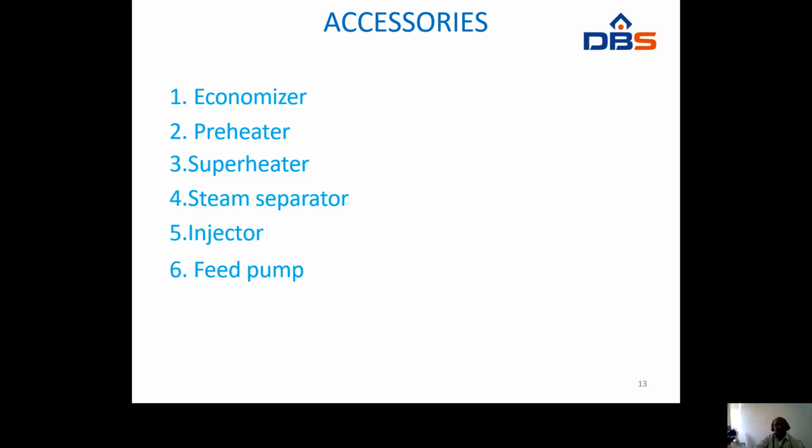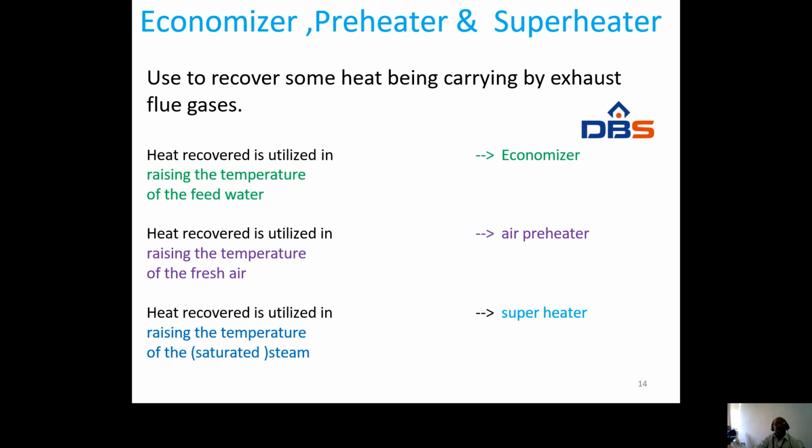Among all these, economizer, preheater, and superheater are the very important accessories. They are used to recover some of the heat being carried out by the exhaust gases. Generally, in exhaust gases from the furnaces, a lot of heat losses will be there. We use the exhaust gases to increase the performance of the boiler.